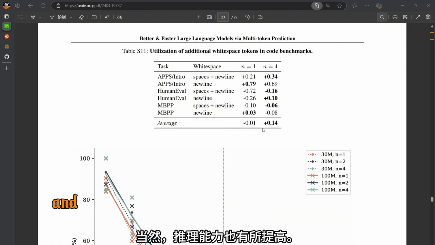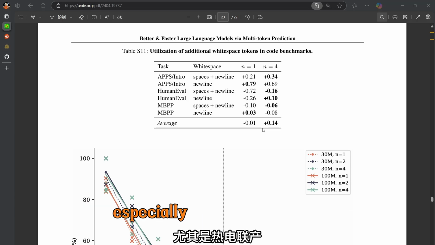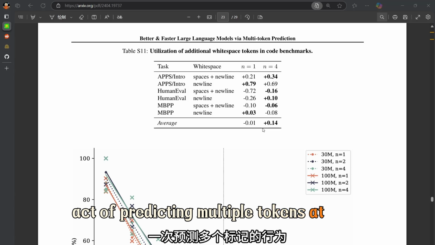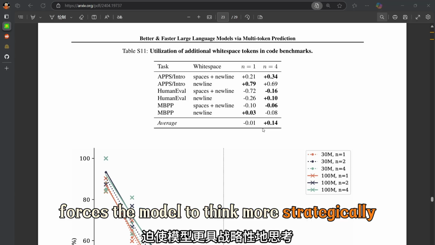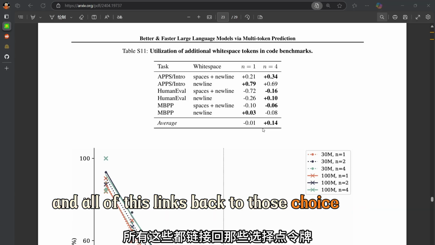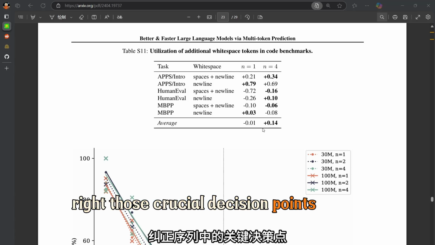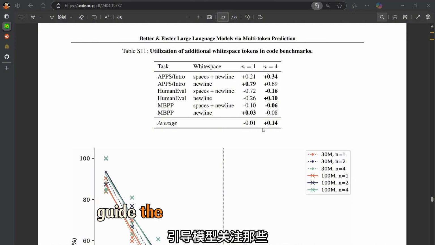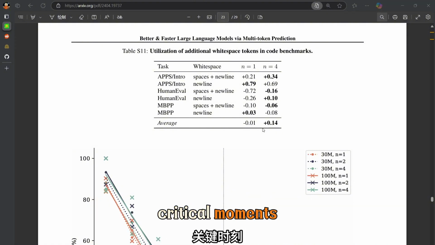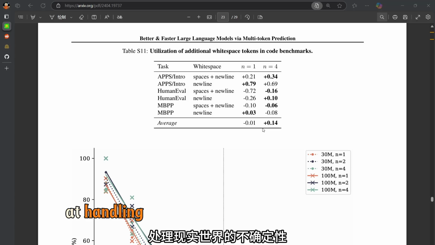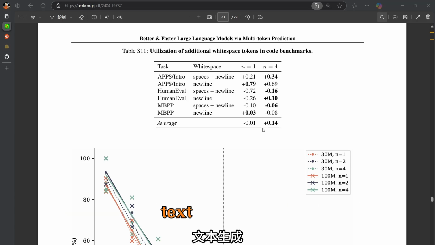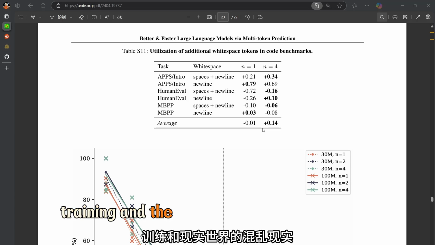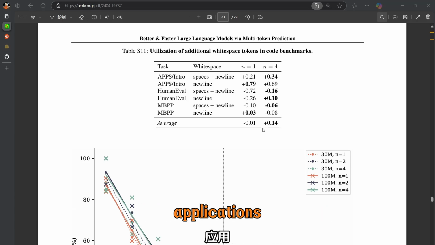It really does. And of course, there's the improved reasoning abilities, especially with code generation. It seems like that act of predicting multiple tokens at once forces the model to think more strategically. And all of this links back to those choice point tokens, right? Those crucial decision points in the sequence. You got it. Multi-token prediction seems to naturally guide the model to focus on those critical moments. Which in turn makes the model better at handling the uncertainties of real-world text generation, right? Right on. It's all about bridging the gap between training and the messy reality of real-world applications.